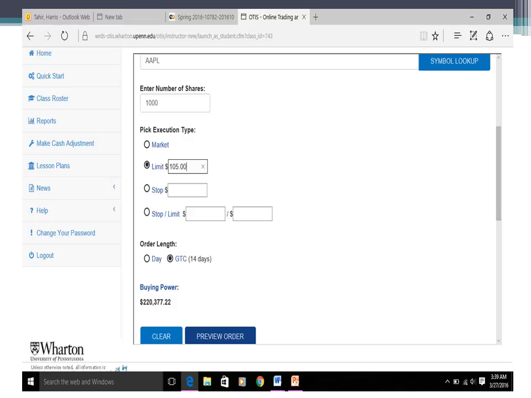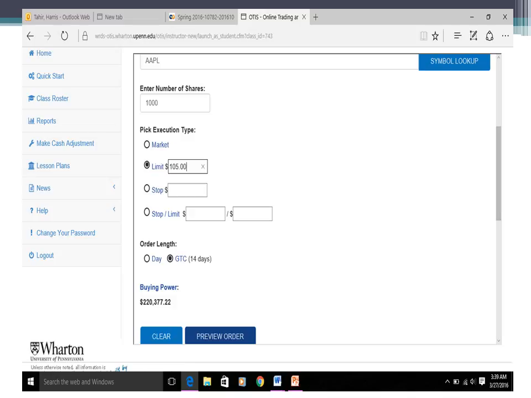A market order is basically going to find the next available price and purchase 1,000 shares. A buy limit order is going to find this price. When Apple hits this price of 105, it's going to make this into a market order, meaning that after it hits this price, it's going to buy the 1,000 shares at the next available price. Then the stop and stop limit are the two sell orders, but you can do them for buy as well, though they're more advanced.